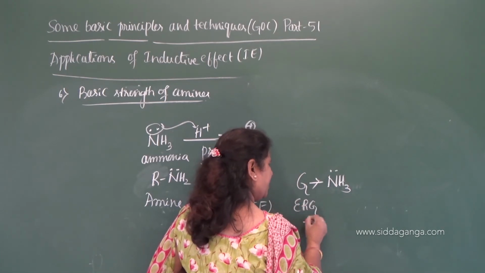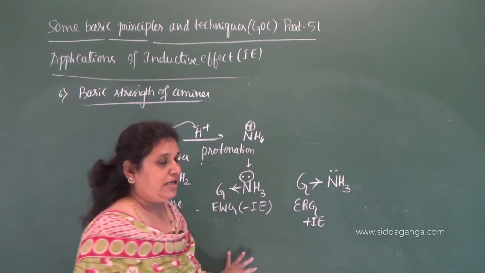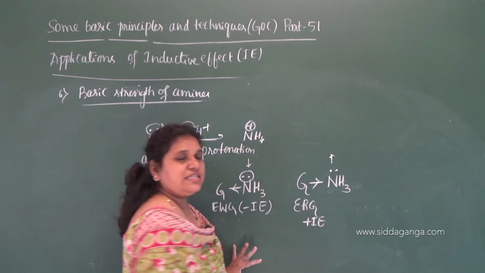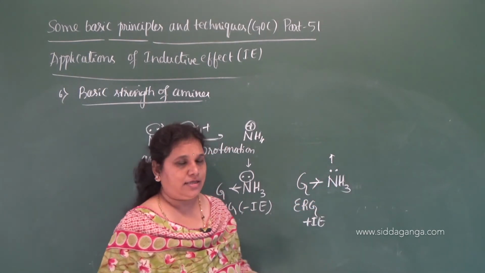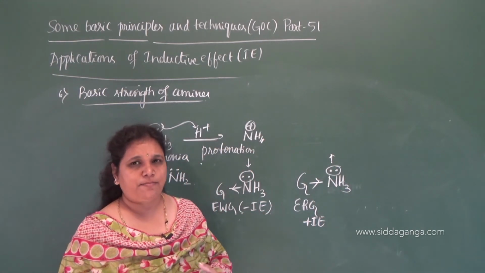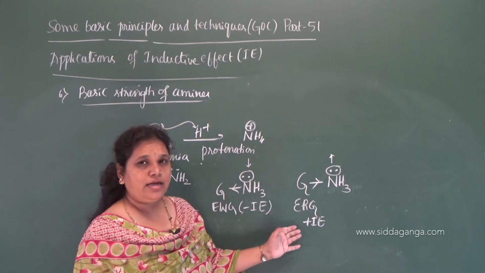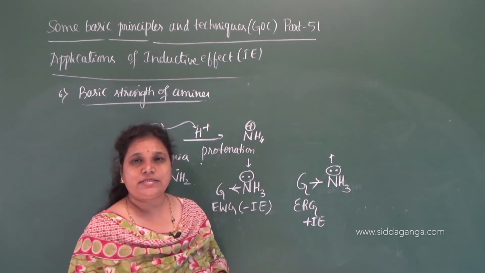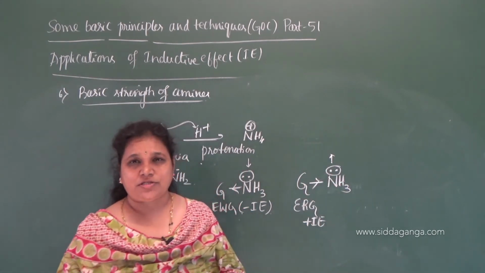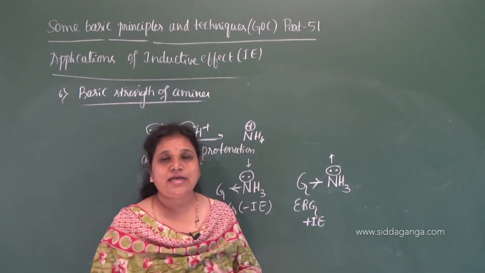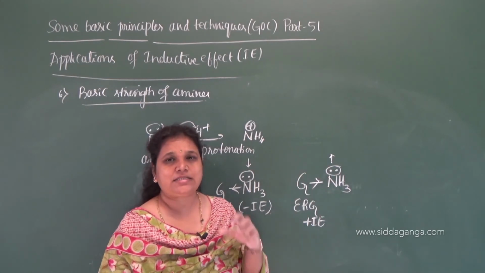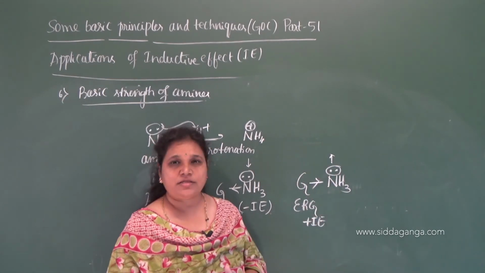group, then it exerts positive inductive effect. When it releases the electron towards the nitrogen, the availability of these electrons for protonation increases, and these electrons easily accept the proton. When a group is an electron releasing group, it increases the electron density on the nitrogen. Therefore, the availability of these electrons for protonation, or the proton accepting tendency of ammonia and amines, increases. When the proton accepting tendency increases, basic strength also increases.